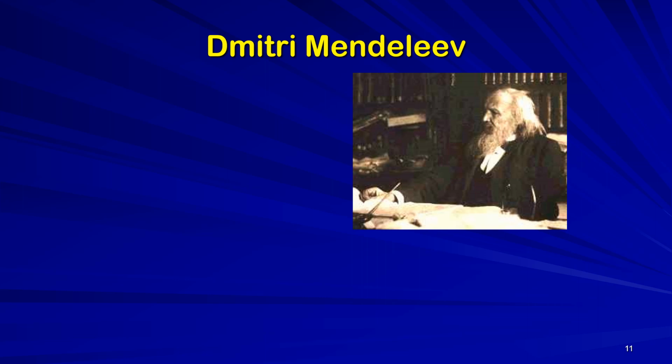Dmitry Mendeleev. You can see the man Dmitry Mendeleev here, and this part of chemistry is more historical than scientific. Dmitry Mendeleev is a Russian chemist who classified chemical elements in a coherent order, and he is considered to be the father of the periodic table we use today.